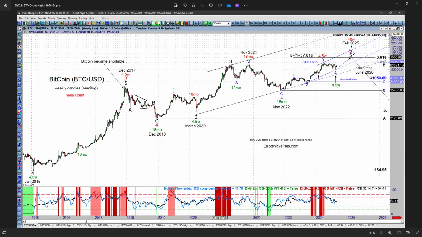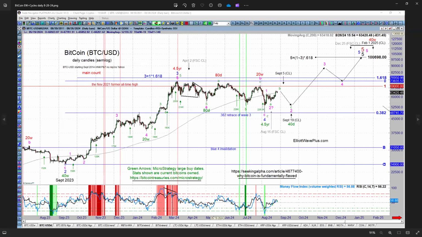If we look at the daily chart, there's the 3rd wave up in blue, and then the 4th wave down, I think, is finished right here in early August. That was the end of blue wave 4. So I think we're in the early stages of blue wave 5 to the upside. There's that target of 100,700. The 5 waves up here should subdivide as a pink 1, 2, 3, 4, 5.